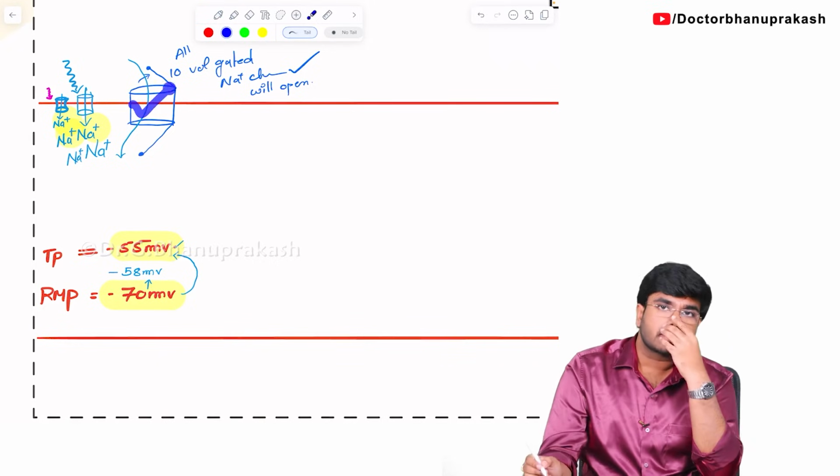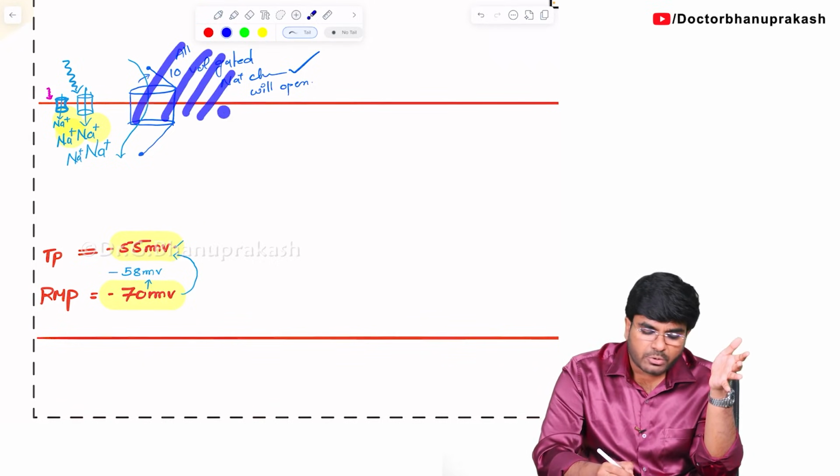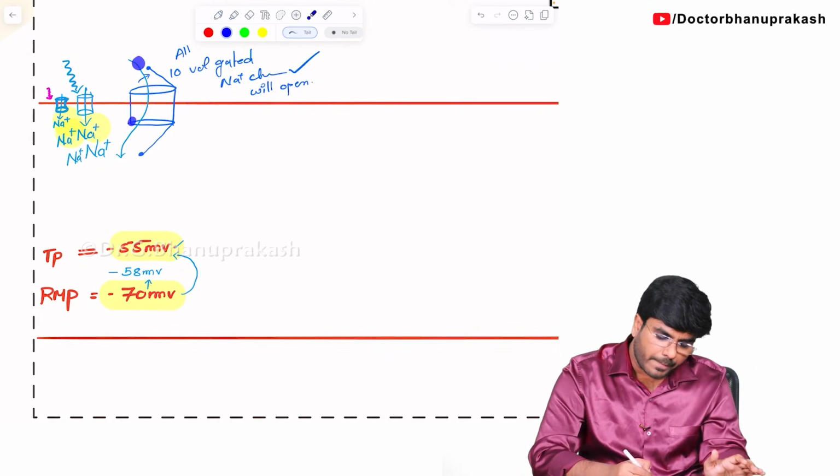Okay, these are different channels. Once the threshold is attained, all the voltage gated sodium channels in this area open. If there are 10, 10 will open. If there are 100, 100 will open. So there is going to be a massive influx of sodium.